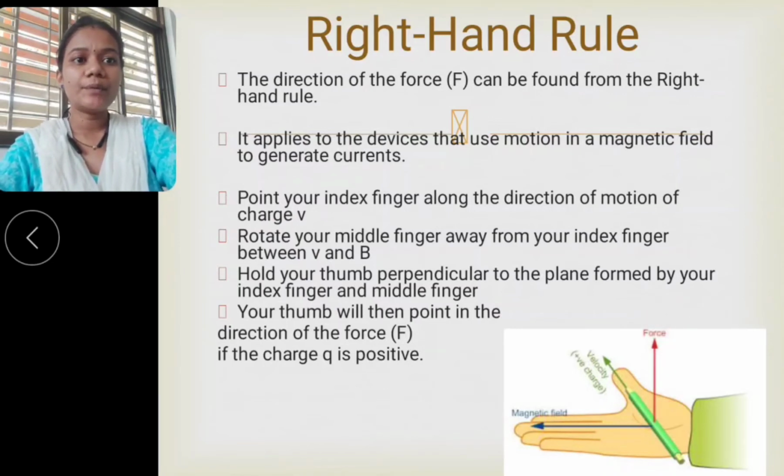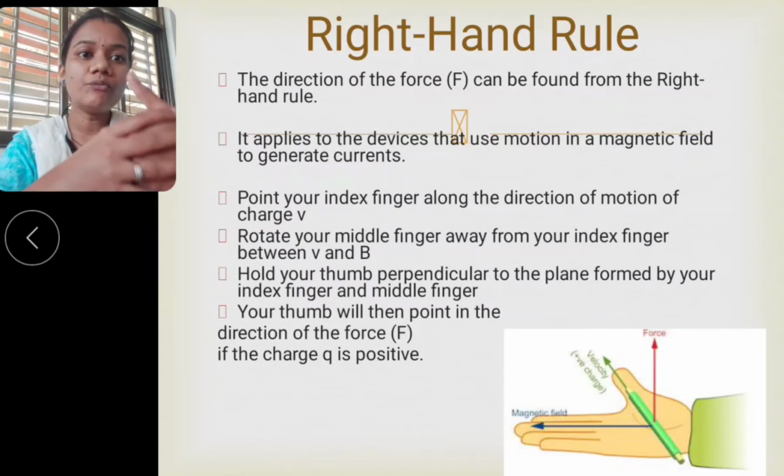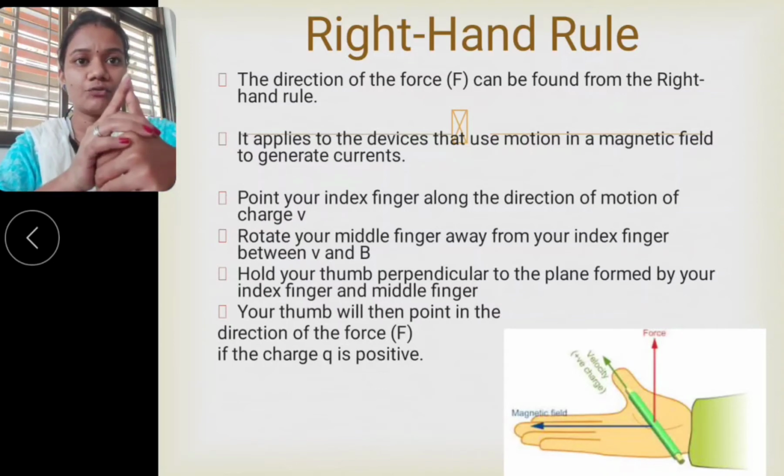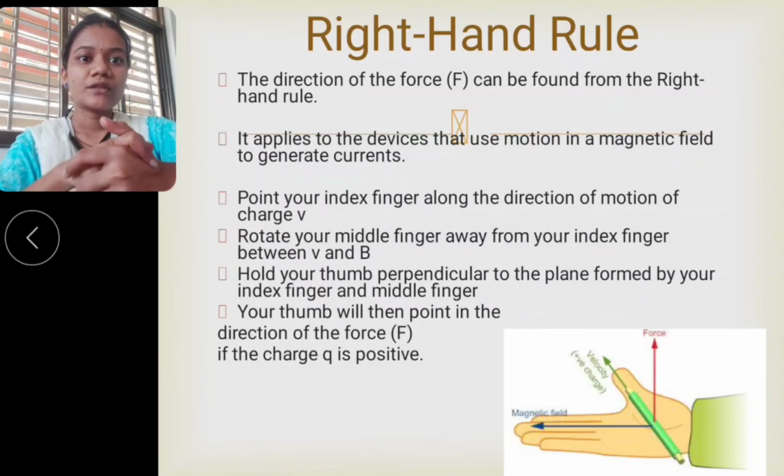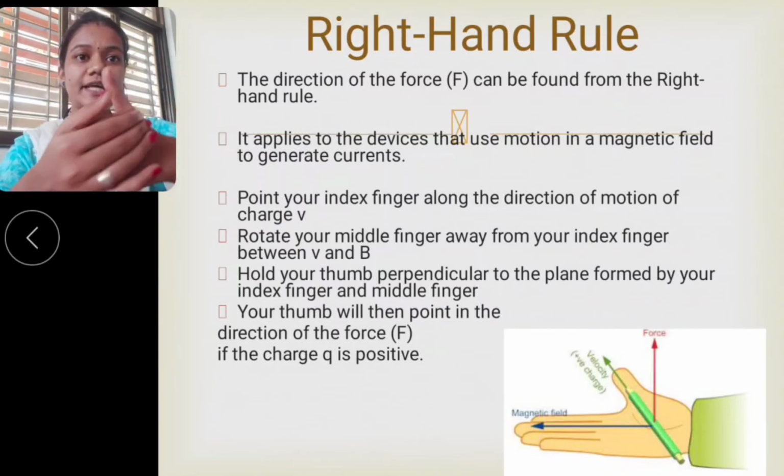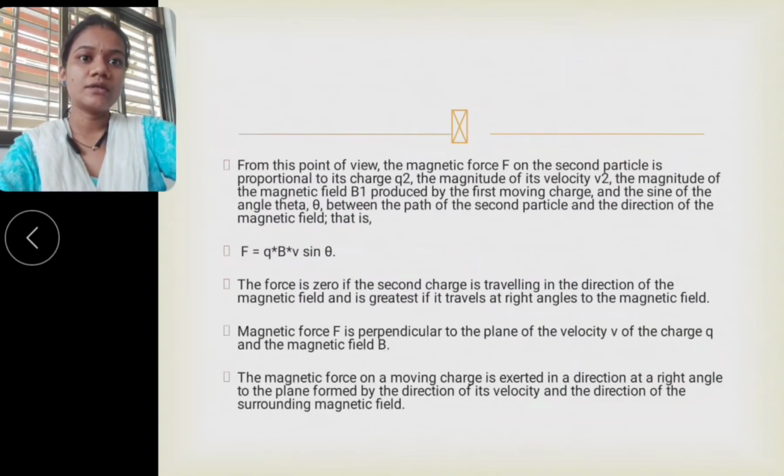Hold your thumb perpendicular to the plane formed by your index finger and middle finger. So this is the condition: hold your thumb perpendicular to the plane formed by the index finger and middle finger. Your thumb will then point in the direction of force, if the charge q is positive.